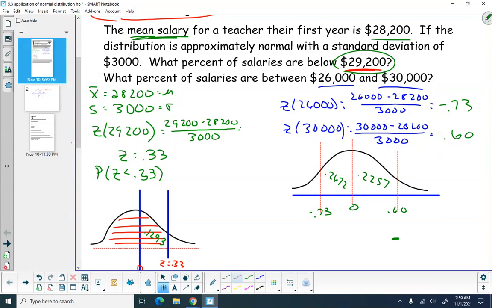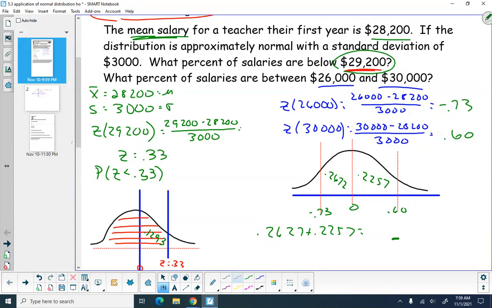0.2672 and 0.2257. What are we going to have to do with these two values to find the total area, Jalen? I want to find the entire area here. This area is 0.2627, this area is 0.2257. Add them together. So we have 0.2627 plus 0.2257.